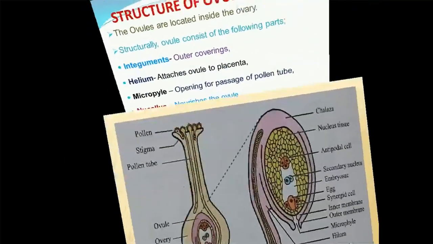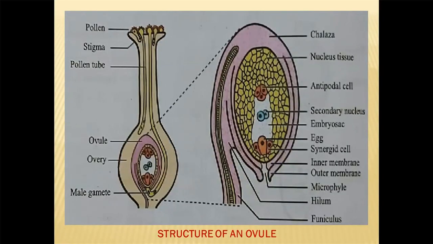So let's look at how it looks like. Structure of an ovule. You can see the first image here is showing the ovule in the ovary. So projecting the ovule, just take note of the part labeled egg, the part labeled secondary nucleus, and the part labeled micropyle. We shall be talking about them later.